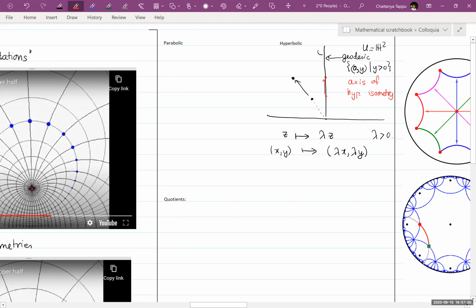If a red point gets moved over here, then this distance is equal to log of lambda, and log lambda is called the translation distance. I also want to show you how parabolics look. Parabolics in this picture are given by z maps to z plus 1.